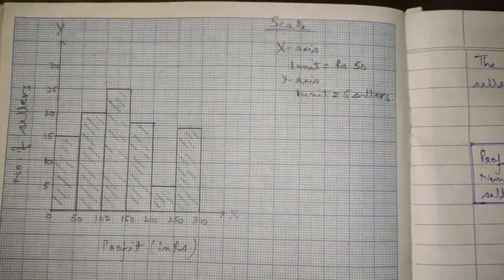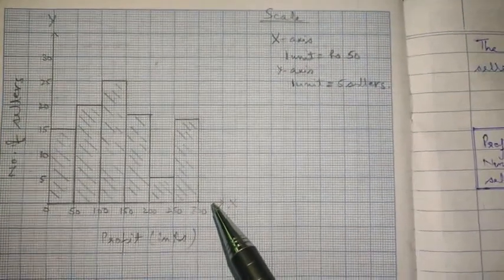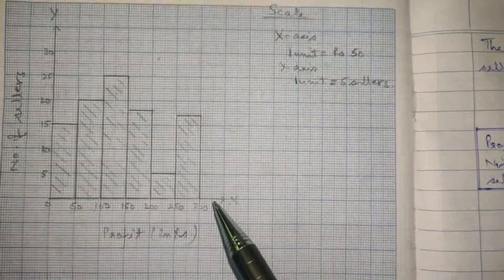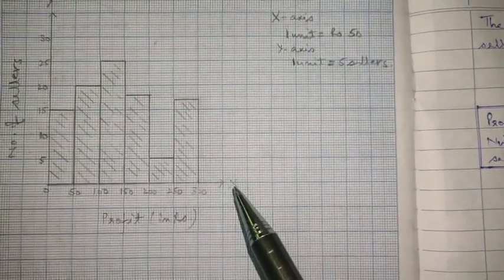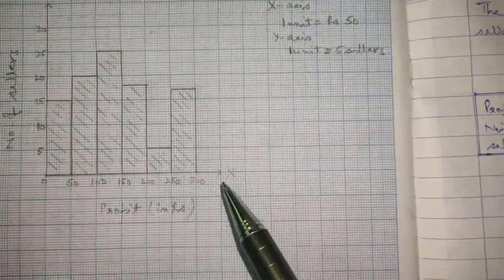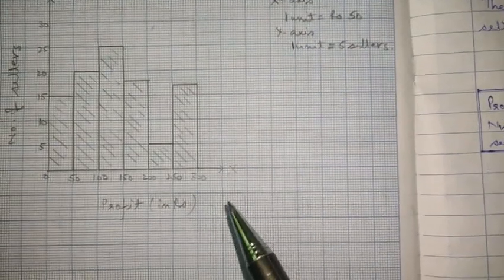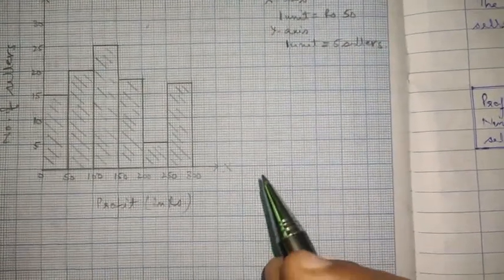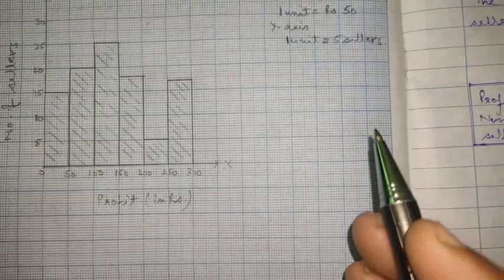As you can see over here, for drawing a histogram, we are going to use a graph paper. That is important. And the second thing that is important is that whenever you are drawing a histogram on the graph paper, you are going to use only a pencil, not a black marker, not a black pen, not any other pen. Is it clear?